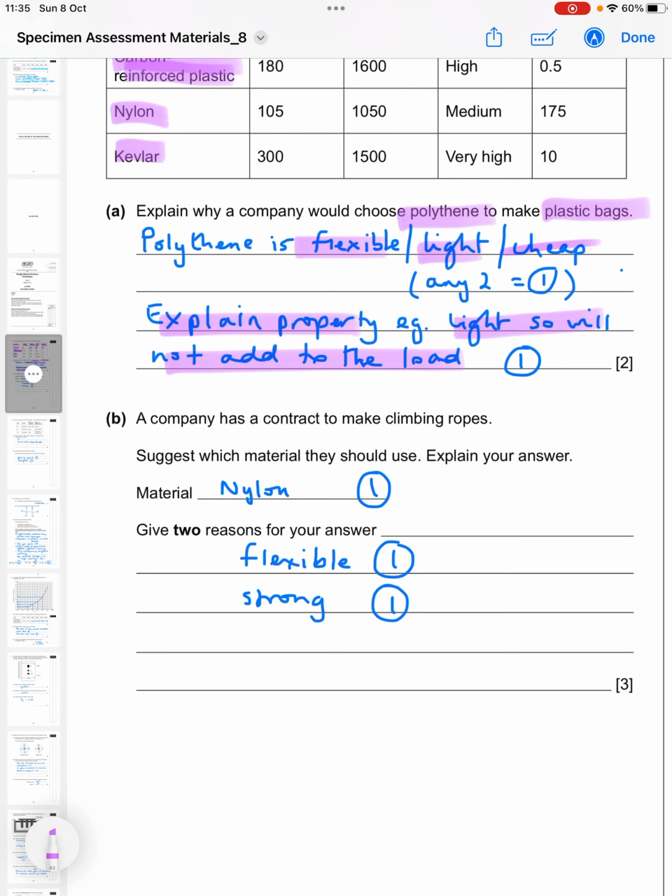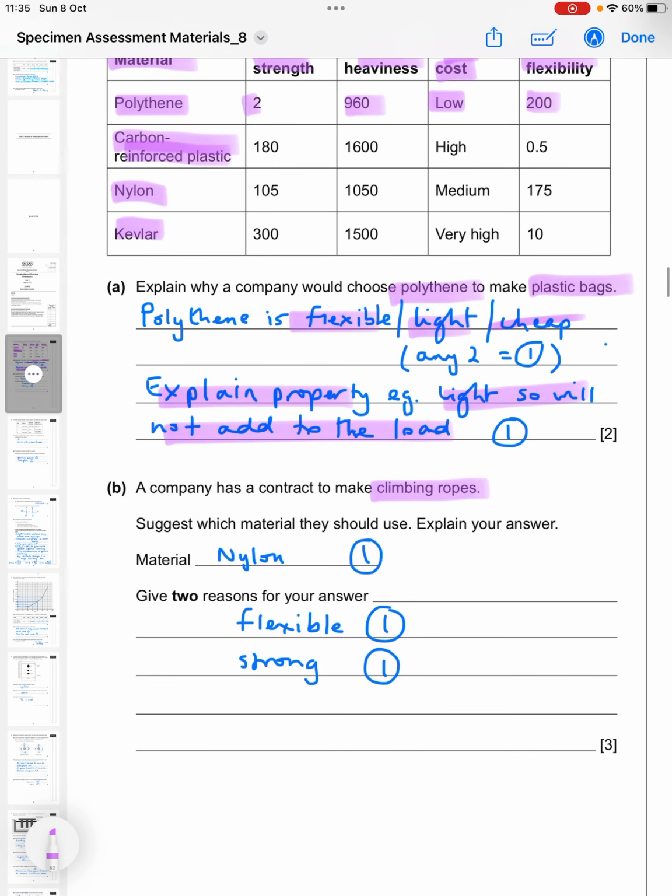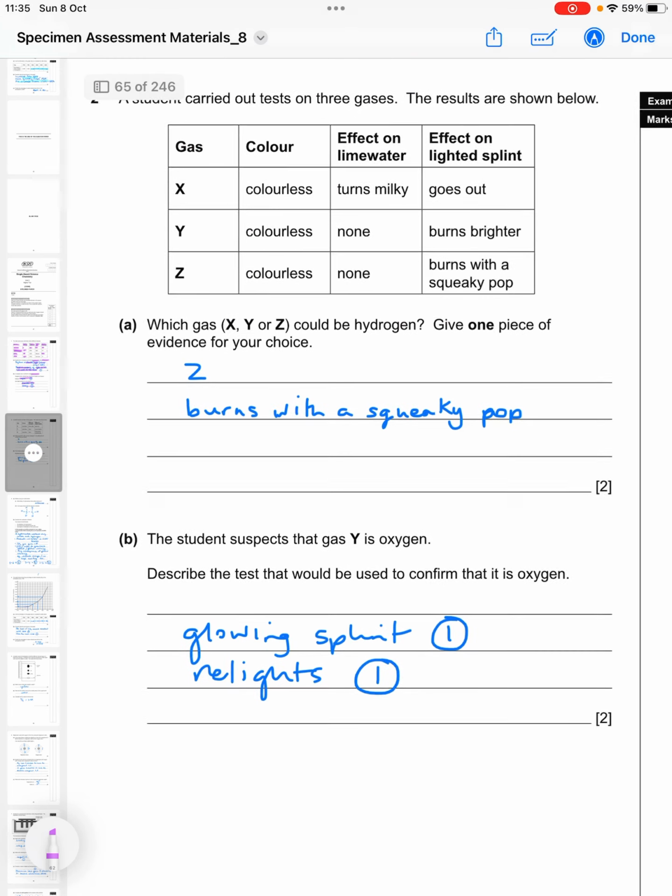Next one, a company has a contract to make climbing ropes. Suggest the material they should use and explain your answer. So a climbing rope, you want it to be strong. And if we look at strength here, carbon reinforced plastic is quite high. Kevlar is really high. Nylon's okay. But we also want it to be flexible so you can actually tie it round things. And out of those 3, the carbon reinforced plastic and the Kevlar are fairly terrible with flexibility. But the nylon is pretty good. So you would pick nylon because it's flexible and it's strong. And there are 3 marks for that: 1 for nylon, 1 for flexible, 1 for strong.